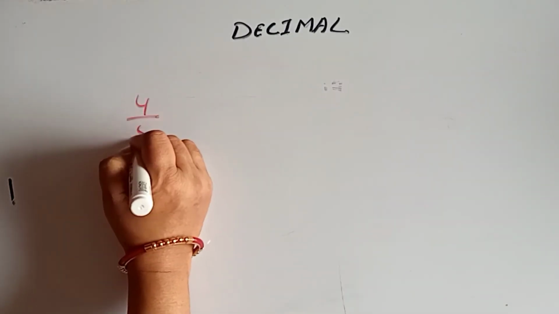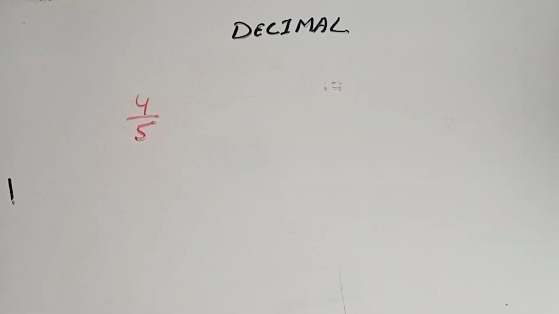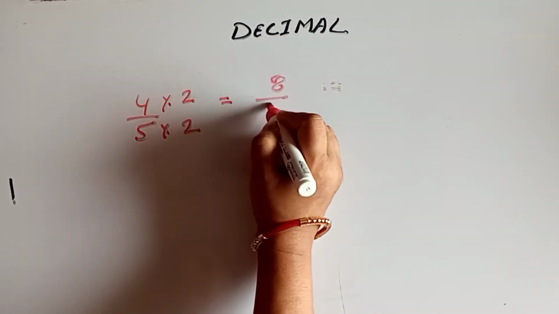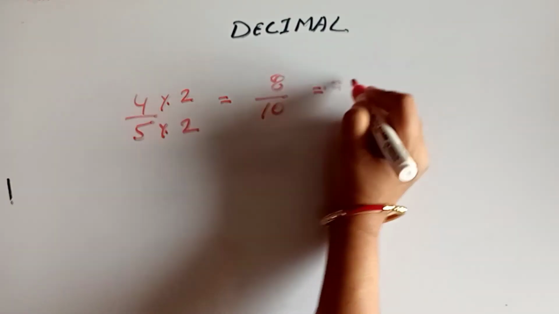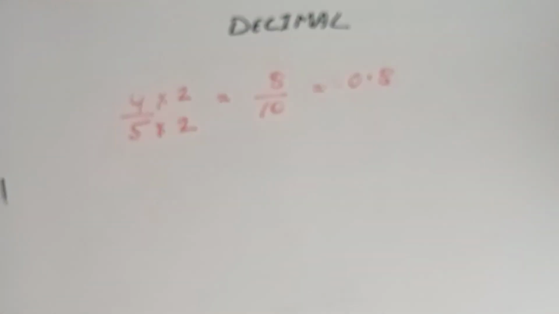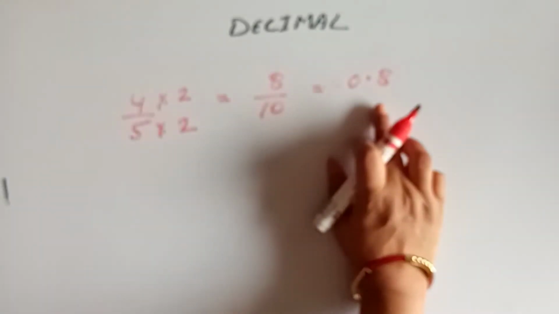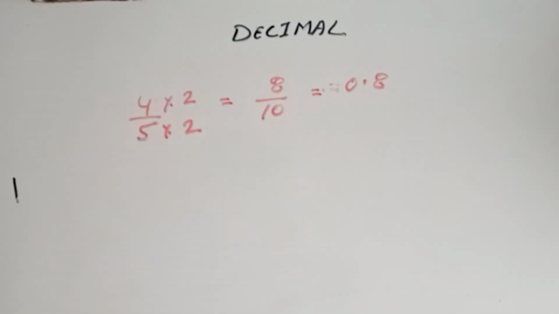It is 4 by 5. You have to find the equivalent decimal. So what I will do here, I will multiply with 2. So 4 2s are 8, 5 2s are 10. Okay, so the answer will be 0.8. So for 4 by 5, the equivalent decimal will be 0.8. This is the way to find the equivalent decimal.